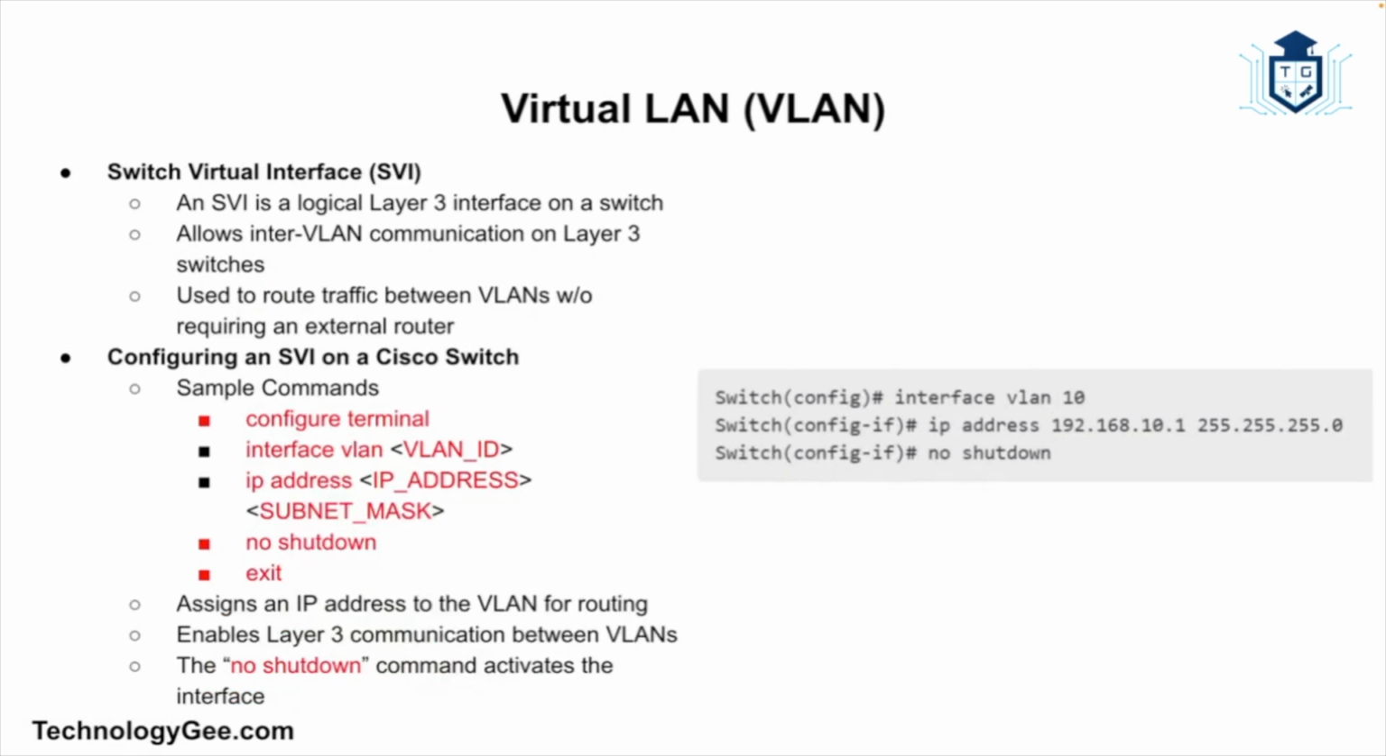All right, so let's move on and talk about a switch virtual interface. So an SVI, this is a logical layer 3 interface on a switch that allows inter-VLAN communication. And SVIs are essential for routing between VLANs and layer 3 switches. Now, to configure an SVI on a Cisco switch, you would simply type in some commands on your screen that look like this right here.